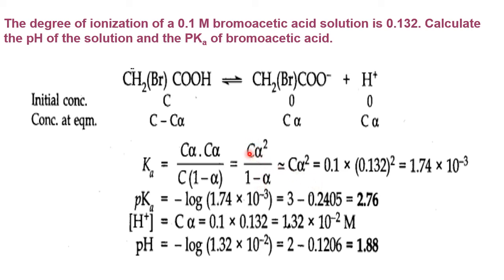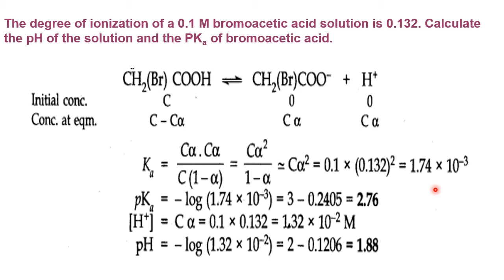So Ka equal to C alpha square. What is C here? C is the concentration, 0.1. What is alpha? The degree of dissociation, which is given as 0.132 here. So its square gives you 1.74 into 10 to the power minus 3. This is equal to Ka. When Ka equal to 1.74 into 10 to the power minus 3, what is pKa?